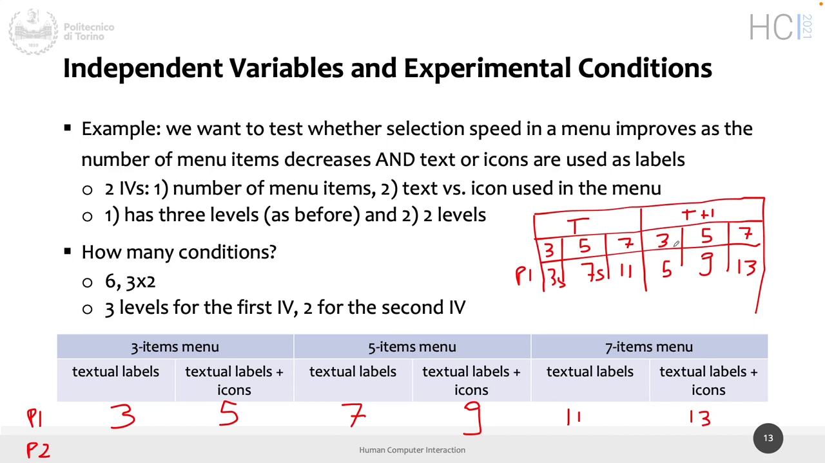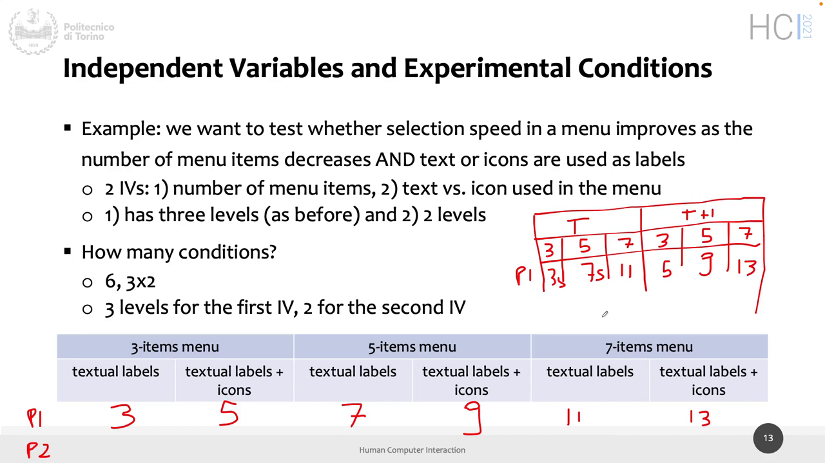Because here, the same things happen, just for the other variable. In the first table, participants see the 3-item menu with text and label. And then we'll see the 5-item menu with text and label. So when you give them the 7-item menu, guess what? You will give a textual item and a textual plus icon. So the same learning is already here. It's also here, just not in the menu item, but in the labels. So here is the difference between the two, essentially.